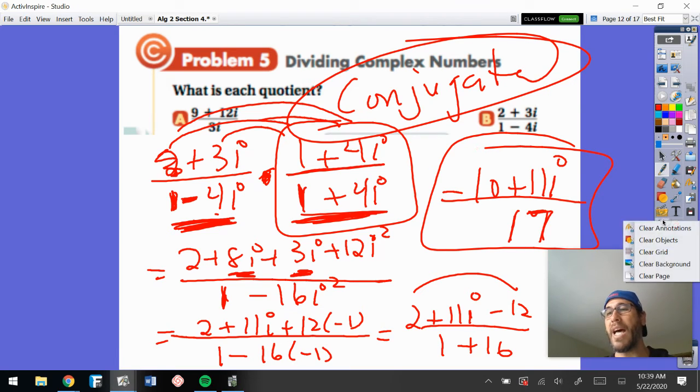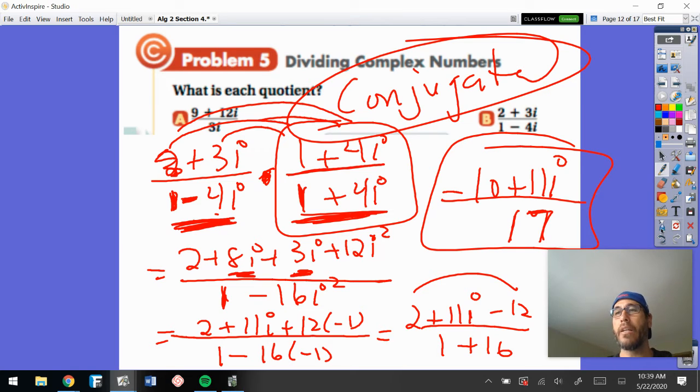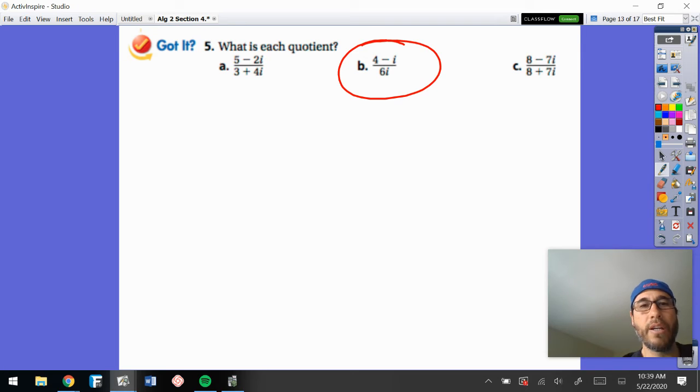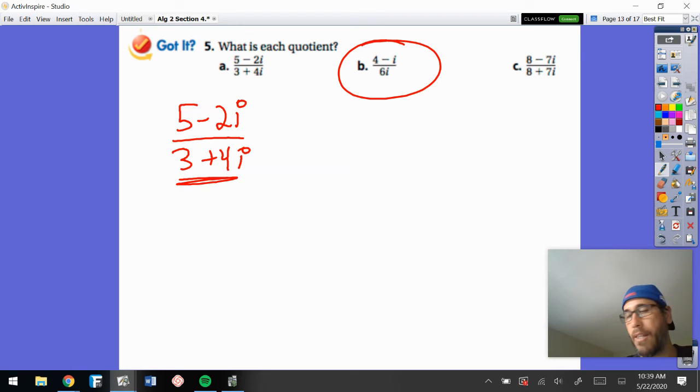Man, that was a lot to take in, Mr. T. It sure was. So guess what? We're going to do one more. At least one more. All right, let's go ahead and do number 5. That's a piece of cake because there's only one thing down there.